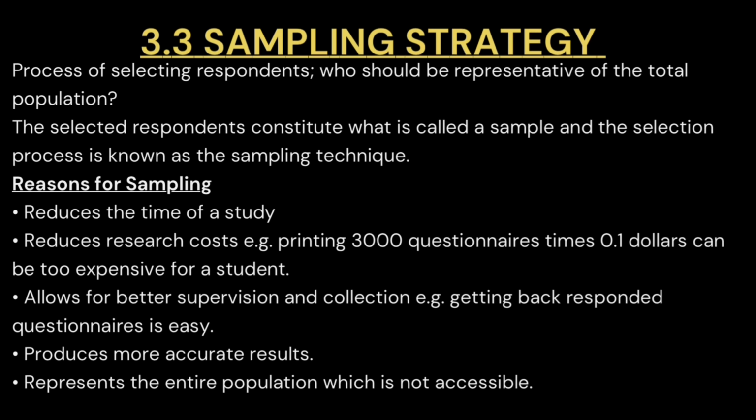Here are the reasons for sampling. It reduces the time of a study. It reduces research costs, e.g., printing 3,000 questionnaires times even $0.1 can be too expensive for a student. So it reduces research costs when only a selected section of people are taken to take part in the research. It allows for better supervision and collection, e.g., getting back responded questionnaires is easy. It produces more accurate results, as it represents the entire population which is not accessible.